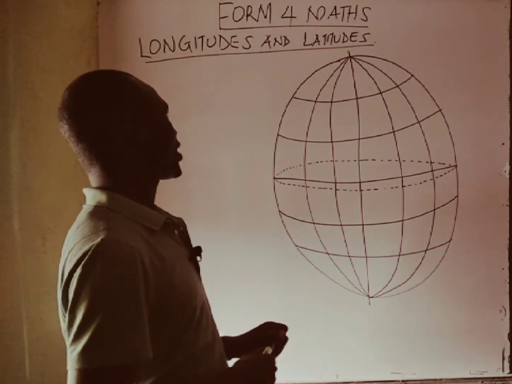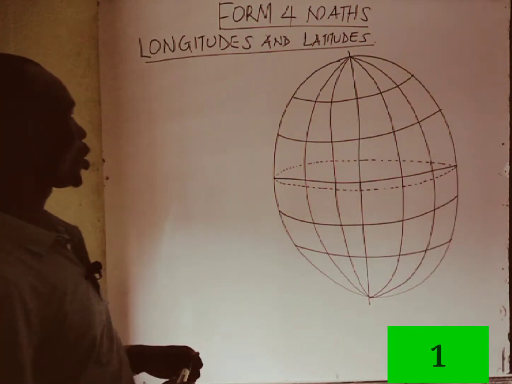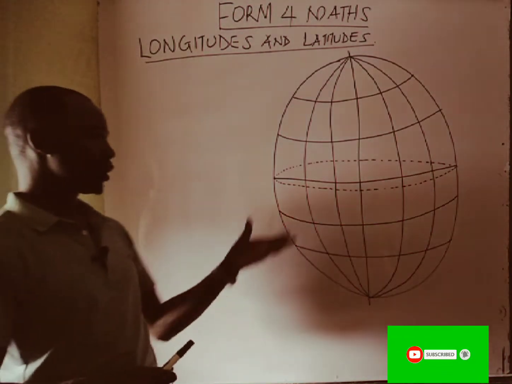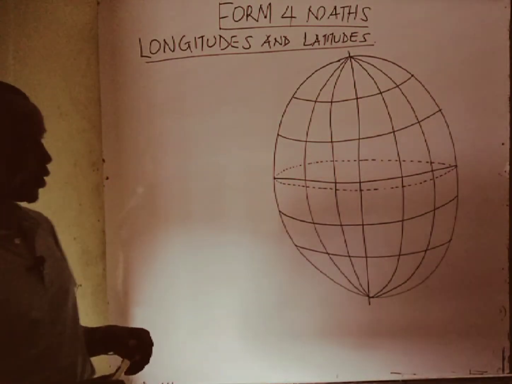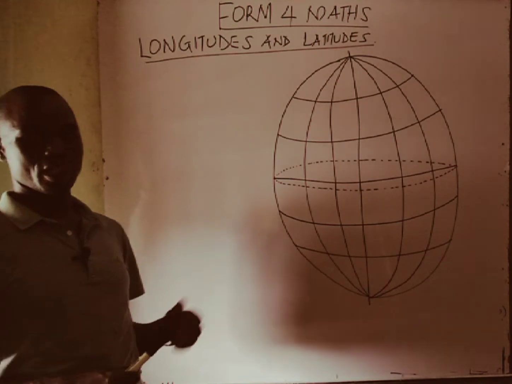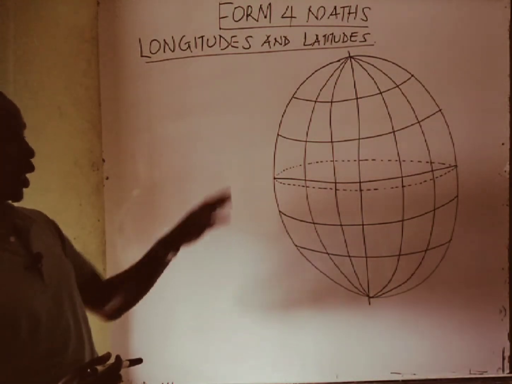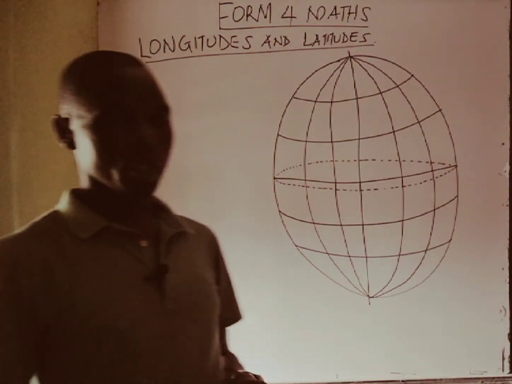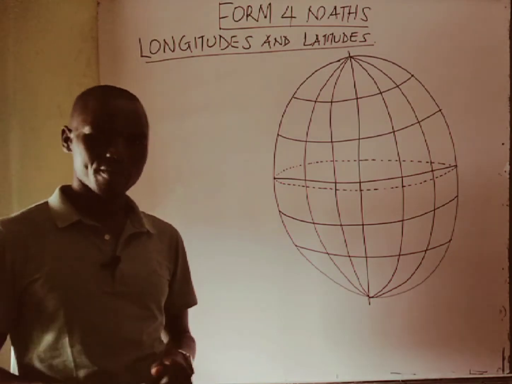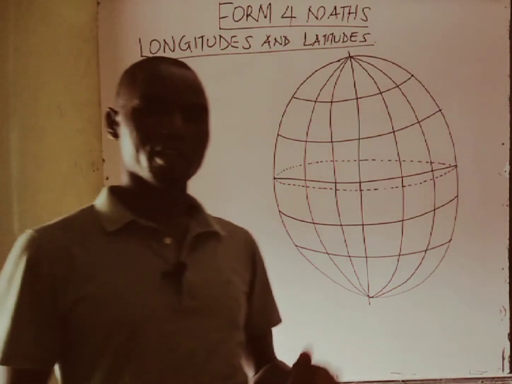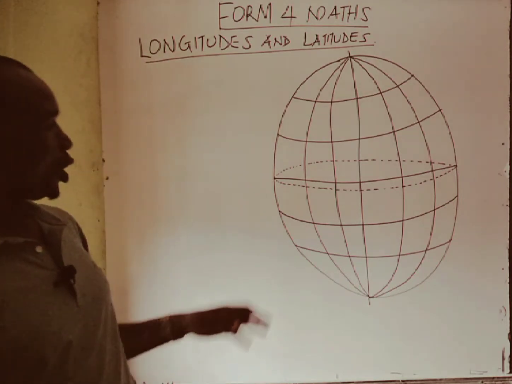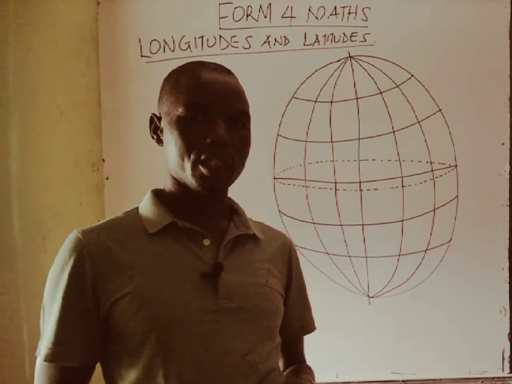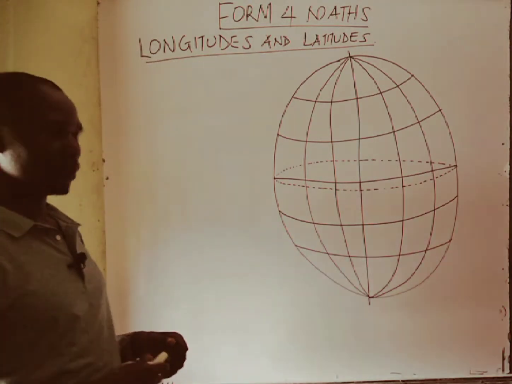This is Form 4 Mathematics under Longitudes and Latitudes. But before we look at longitudes and latitudes, let us look at the shape of the earth. We know that the shape of the earth is spherical, and there are so many physical features which are found on the earth's surface, which include mountains, rivers, oceans, and even buildings. To locate the position of all these physical features on the earth's surface, we use longitudes and latitudes.